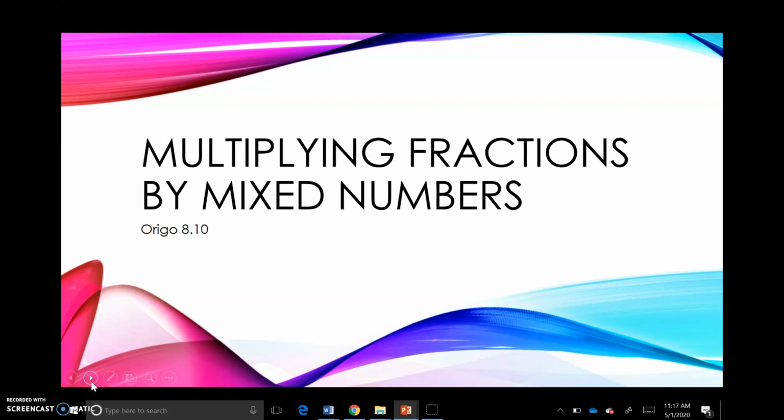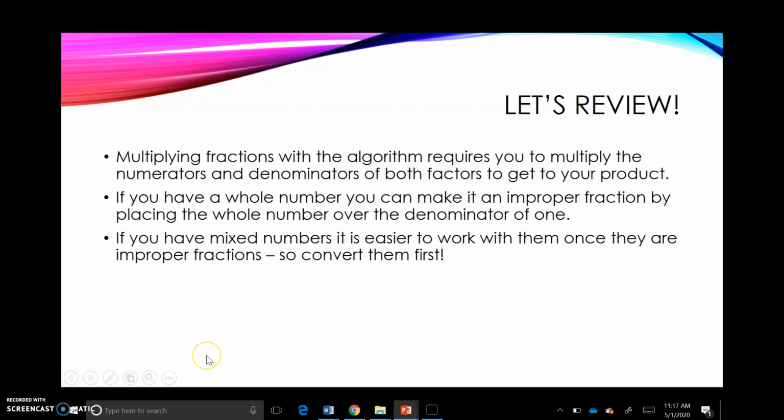So let's quickly review what we had talked about. Multiplying fractions with the algorithm requires that you multiply the numerators and the denominators of both factors to get your product. It's as easy as that. Set them both up as fractions, multiply across, no common denominators needed. If you had a whole number like we did in the last lesson, you can make it an improper fraction by placing the whole number over the denominator of 1, because it was 3 wholes or 4 wholes. So that whole is the 1, your denominator.